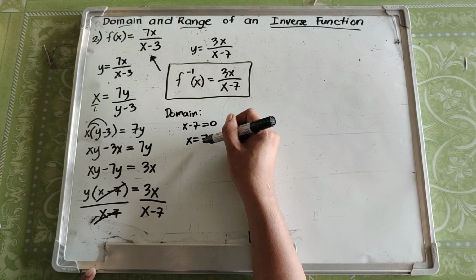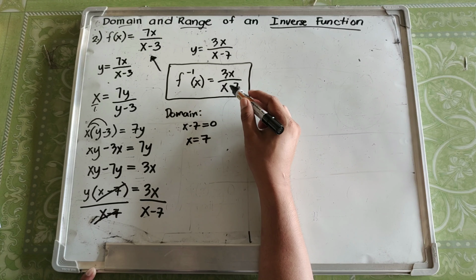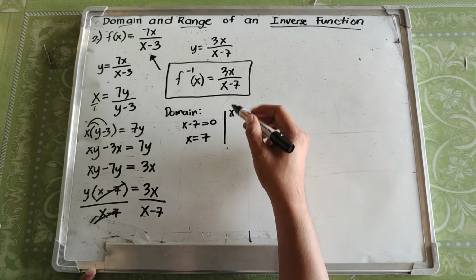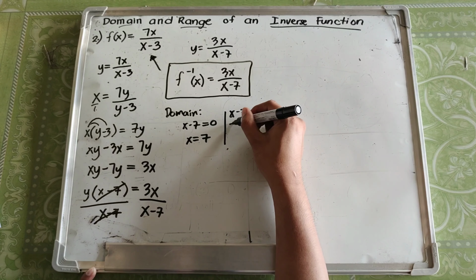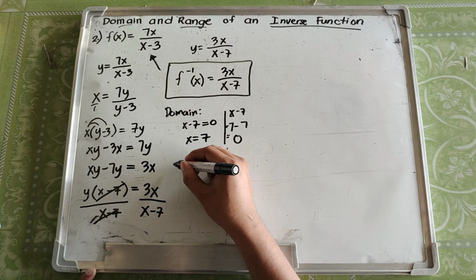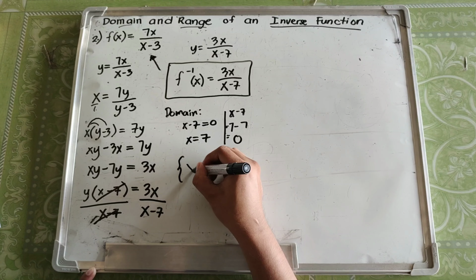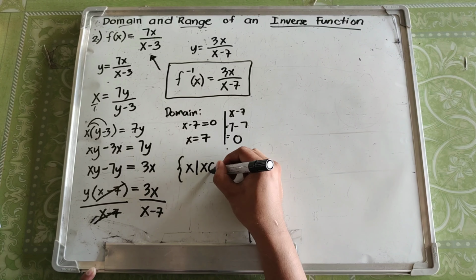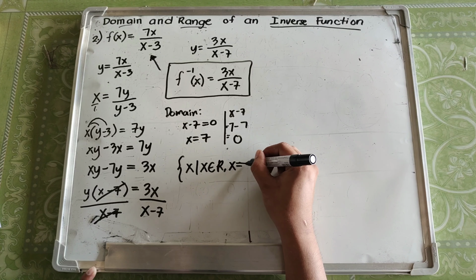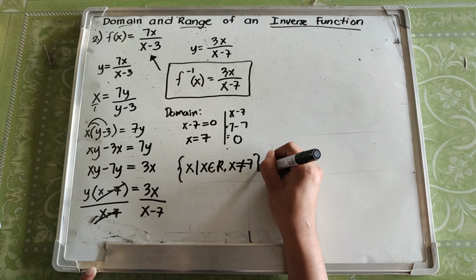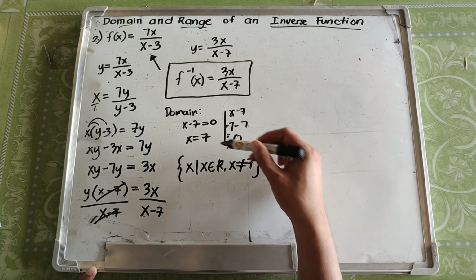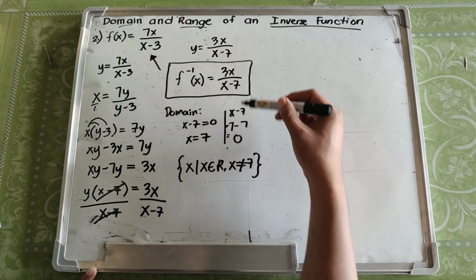Ibig sabihin nito, 7 can make the denominator 0. Because if we check it, x minus 7 as the denominator, substitute the value of x, which is 7. 7 minus 7 is equal to 0. Therefore, ayun domain natin. Our domain, x, such that x are the elements of all real numbers except 7. Hindi kasali si 7, it's because 7 can make the denominator 0. Because 7 minus 7 is 0.